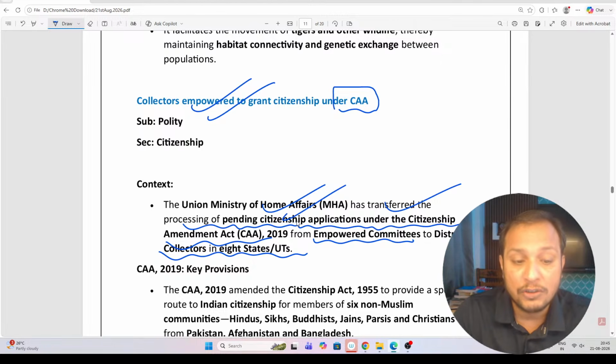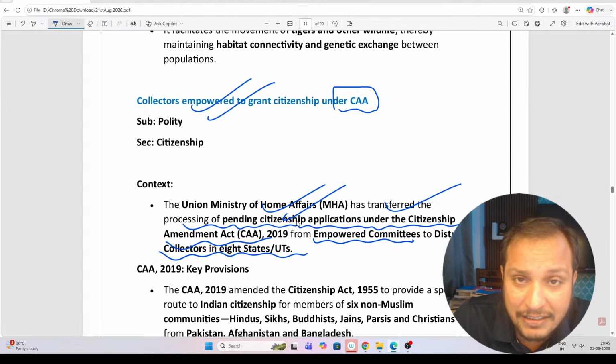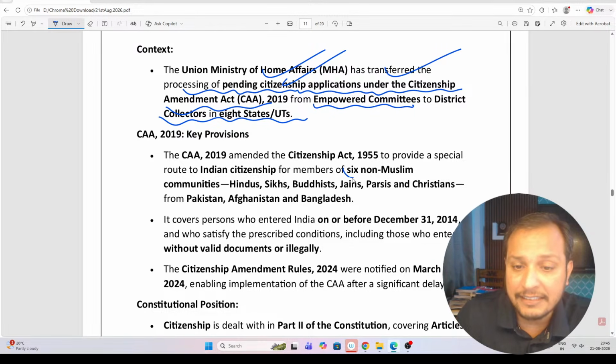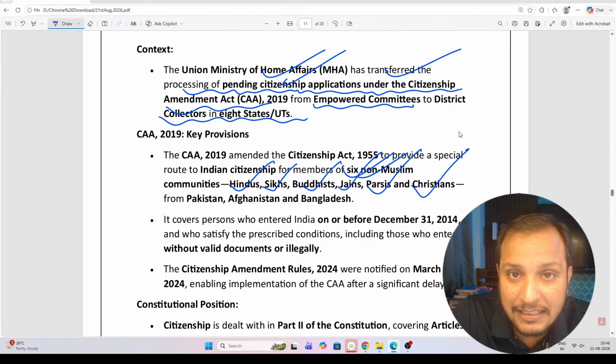So, guys, you know that Citizenship Act was amended in 2019. The idea behind amendment of this Citizenship Act was to give 6 non-Muslim communities, Hindus, Sikhs, Buddhists, Jains, Parsis, Christians from 3 neighboring countries, Pakistan, Afghanistan and Bangladesh, to get Indian citizenship in a relaxed manner. Okay, this is very important.